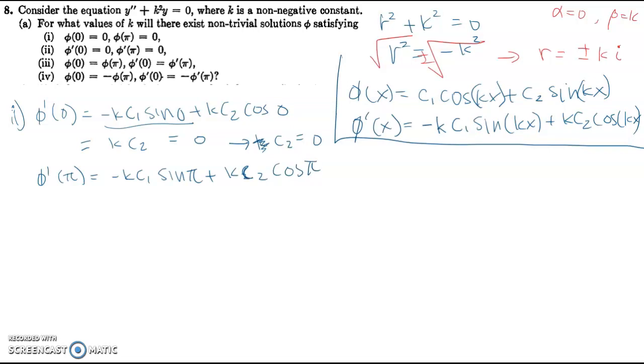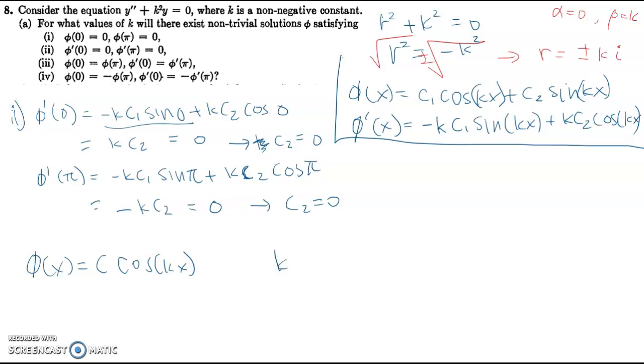Cosine of pi is negative 1. Sine of pi is again 0. So we have negative k c2, which is also given as 0. Here, c2 is 0. Okay, so we were only able to find an exact answer for c2. So our general solution is going to be, I don't have to write c1, there will be only one constant, cosine of kx.